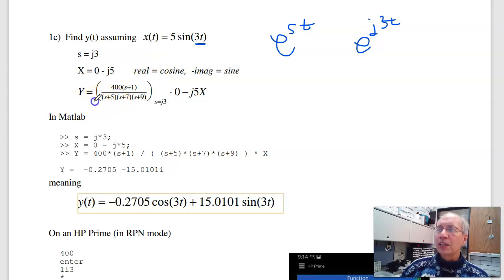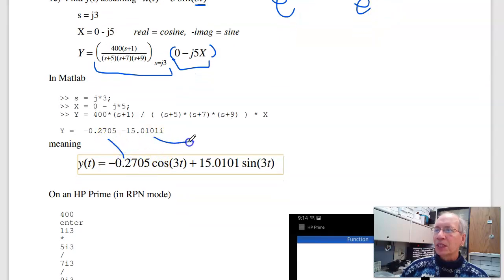So the output is the gain at 3 radians per second times the input at 3 radians per second. Using Matlab, s is j3, there's x, multiply it all out, I get a complex number. Real part's cosine, minus j is sine. Done. Now in tests, you may not have Matlab available.